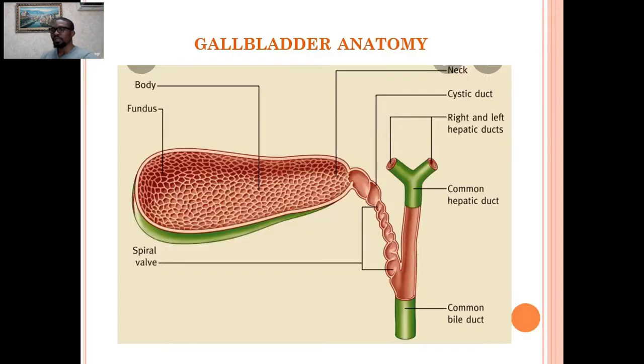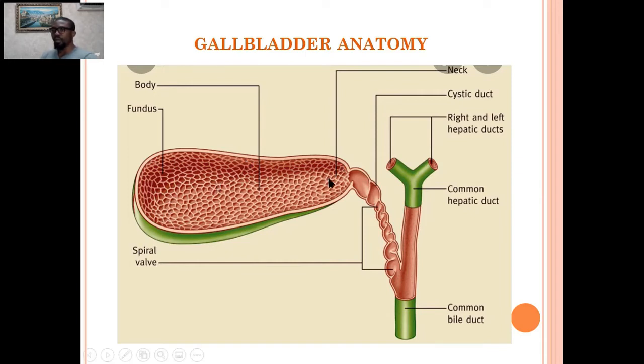The gallbladder is a hollow organ that sits under the liver. In adults, the gallbladder measures approximately 8 centimeters in length and 4 centimeters in diameter when fully distended. The gallbladder is divided into 3 sections. We have the fundus, we have the body, and then the neck.